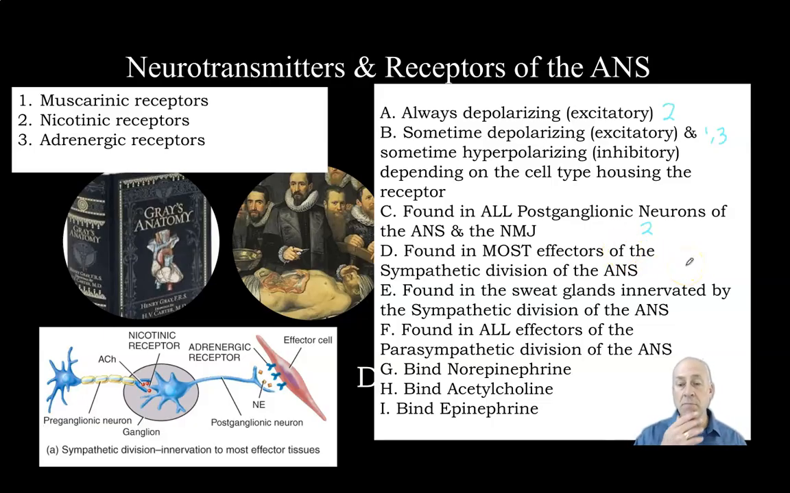Found in most effectors of the sympathetic division of the ANS, and that's going to be adrenergic. Most of them are adrenergic, unless it's the sweat gland. If it's the sweat gland, it's going to have muscarinic, right? So just get your head around that little subtlety right there. All right, and F, found in all effectors of the parasympathetic, that's all muscarinic, right? So every effector that's innervated parasympathetically is going to show muscarinic receptors. All right, binding norepinephrine is going to be adrenergic, of course. Binding acetylcholine will be muscarinic and nicotinic. They both bind acetylcholine. And binding epinephrine is, of course, going to be adrenergic.